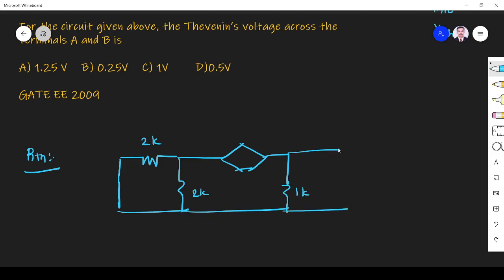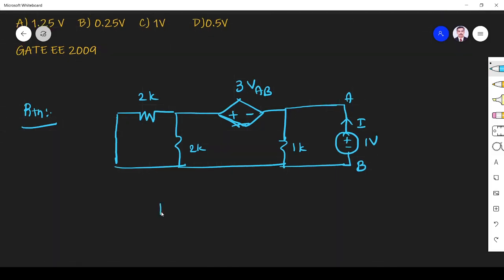Across the load we have to put a 1-volt source, and this is I, the current supplied by the source. So this is plus minus, this is 3VAB, this is AB. Across the terminal where we have to find R Thevenin, we replace it by a 1-volt voltage source and find the current. Then R Thevenin is given by V by I. So V is equal to 1 volt, divided by I. So what do I need to find? I have to find I.